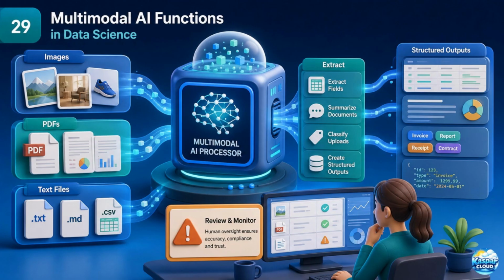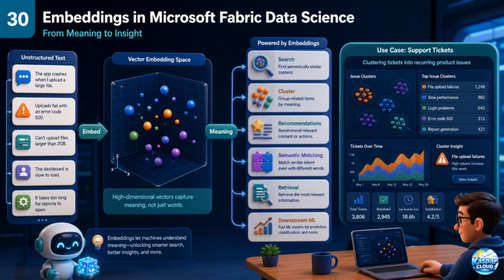Multimodal AI functions add even more capability by allowing workflows to process files such as images, PDFs, and text documents. This enables scenarios such as extracting fields from forms, summarizing PDF content, classifying uploaded files, or generating structured information from images. For data science teams, this can significantly reduce the manual effort required to transform documents into analytical datasets. However, AI-generated outputs should always be reviewed, evaluated, and monitored carefully because large language model-based transformations can produce errors, inconsistencies, or hallucinated results.